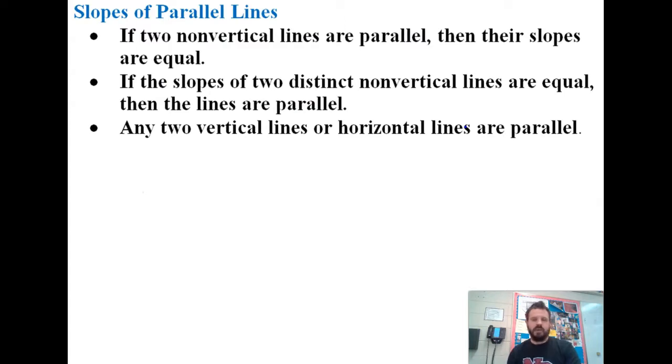So starting with parallel lines, if two non-vertical lines are parallel, then their slopes are equal. And also the converse: if the slopes of two distinct non-vertical lines are equal, then the lines are parallel. Essentially, parallel lines have the same slope. We'll add to that that any two vertical lines or horizontal lines are parallel as well, because any two vertical lines have undefined slopes, which we'll say is the same, so they're parallel. Same idea with horizontal lines: they have slopes of 0, the same, so they're parallel.